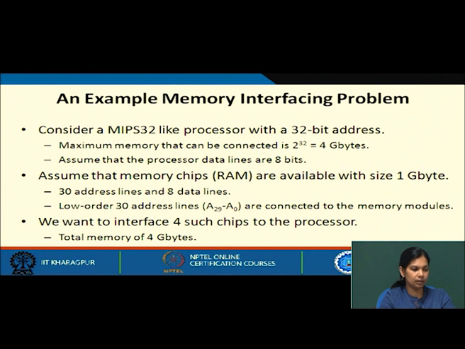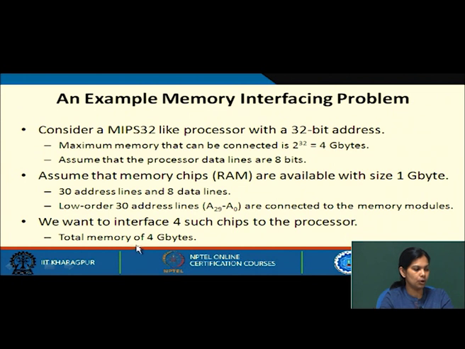So, roughly how many chips do we require? We will be requiring 4 chips. So, 1 gigabyte means 30 address lines and 8 data lines. Giga is 2 to the power 30 and byte is 8 data lines. So, the lower order 30 address lines A0 to A29 are connected to the memory modules, and now we want to interface 4 such chips to the processor. Let us see how we can do this.